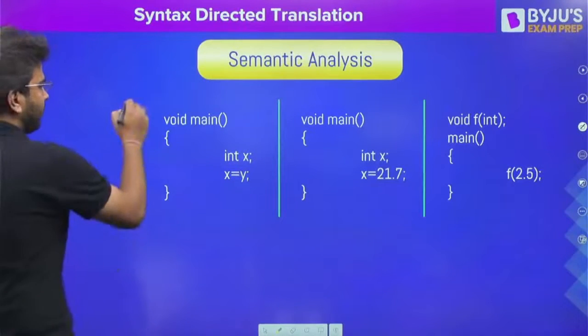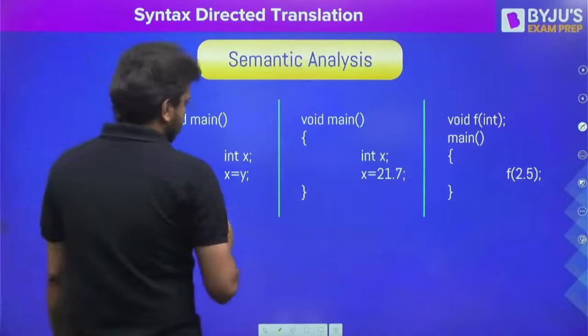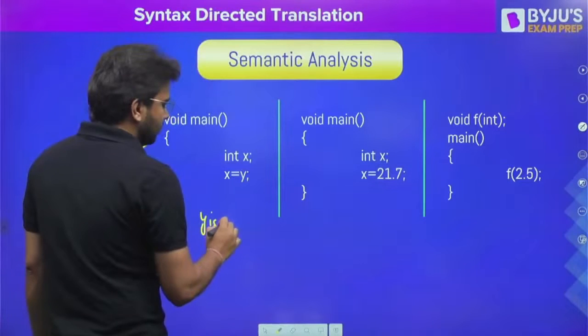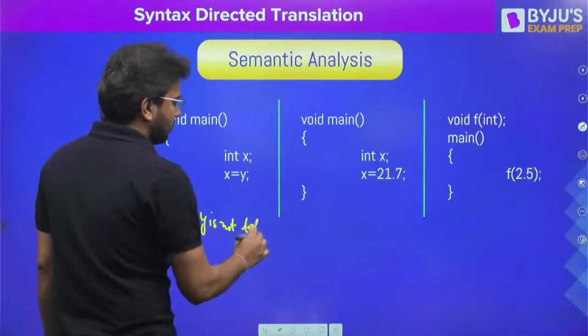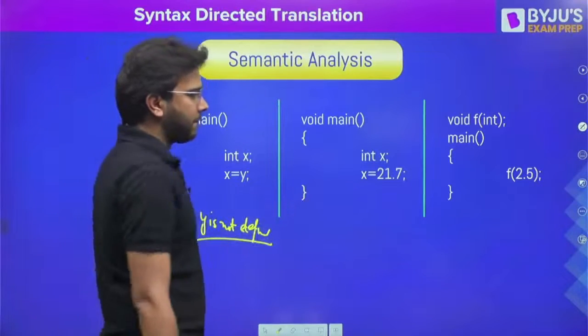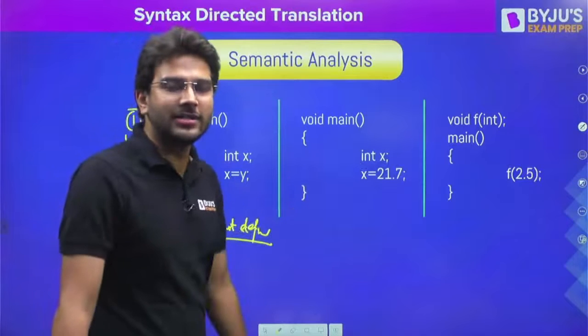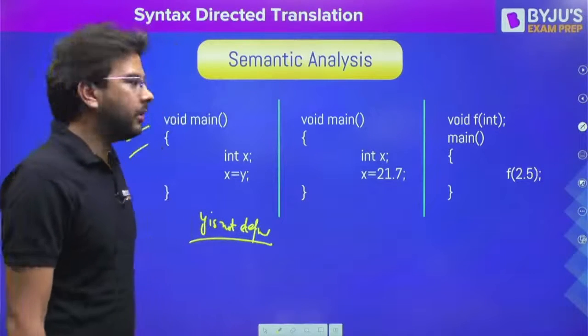Now here we have 3 questions. This we have already seen, that is, y is not defined, right? This kind of error will be thrown. What about this one? Will there be any semantic error in this second example? Tell me.